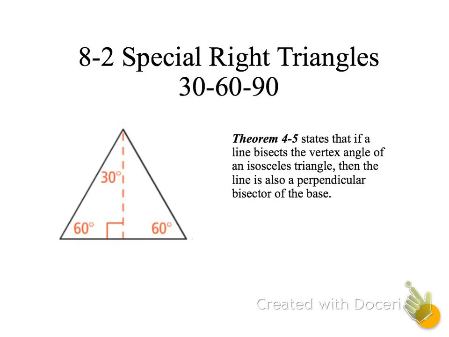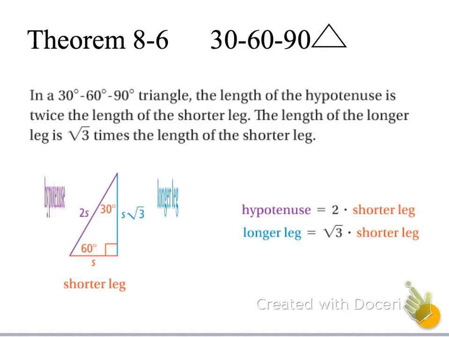So this one, we did 45, 45, 90 last time, so this one's going to be 30, 60, 90. Theorem 4.5 states that if a line bisects the vertex angle of an isosceles triangle, so an isosceles triangle has two congruent sides, then the line is also the perpendicular bisector of its base, so it creates that 90-degree angle. Okay, so theorem 8.6 of a 30, 60, 90 triangle.